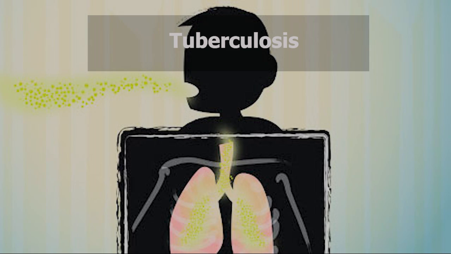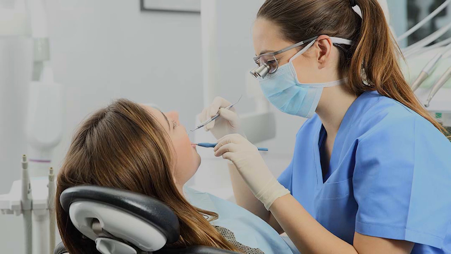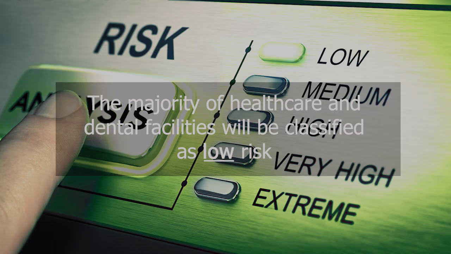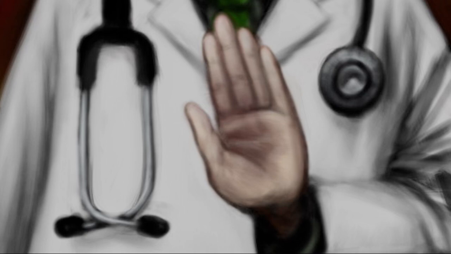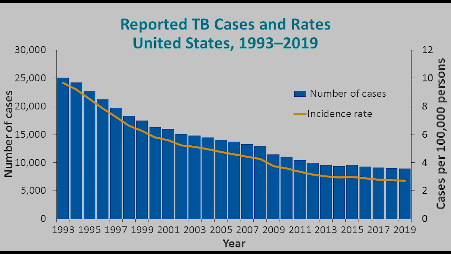Tuberculosis is an airborne disease that could present a risk to some healthcare workers. Your degree of risk will vary depending on the types of patients you see and the procedures you perform. Most healthcare and dental facilities will be classified as low risk. If your facility doesn't admit or treat patients with active tuberculosis, you're not required to have specialized engineering controls or personal protective equipment. According to the Centers for Disease Control data, annual TB rates in the United States have declined dramatically during the past 3 decades. In 2020, the rate dipped to 2.7 cases per 100,000 people.